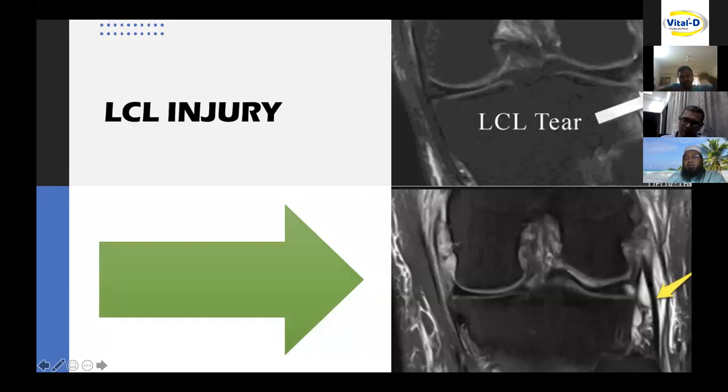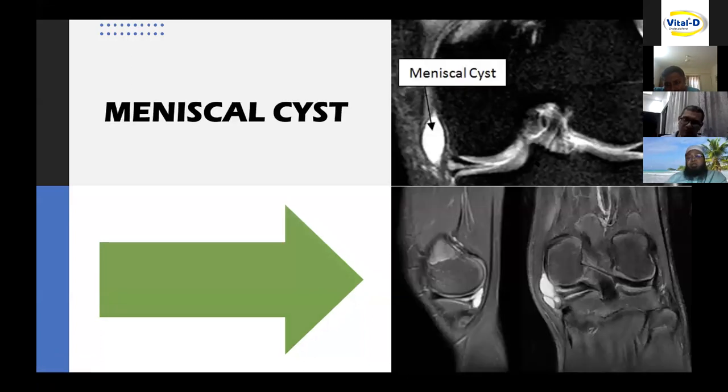And the normal lateral collateral ligament is in the lower picture. You see the white yellow arrow. It starts from the head of the fibula and extends to the lateral epicondyle of the femur. And it is normally homogeneous black, that means low signal intensity. But you see here, this is the injured lateral collateral ligament.